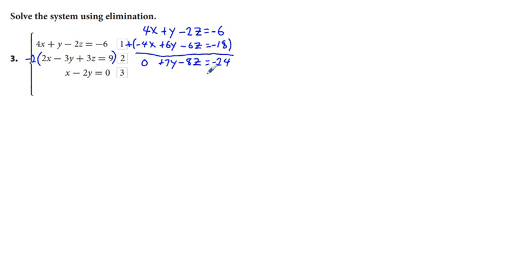Okay, so that's going to be one equation. And the next one, we're going to write the same thing, 4x plus y minus 2z is equal to negative 6. And now this last equation, we're going to multiply it by negative 4.